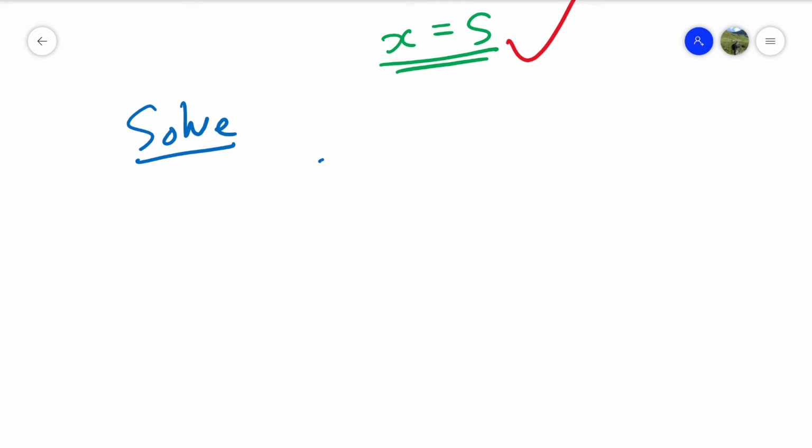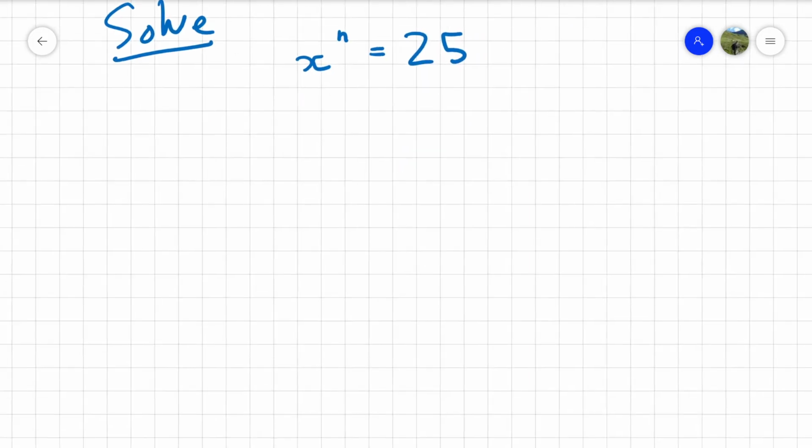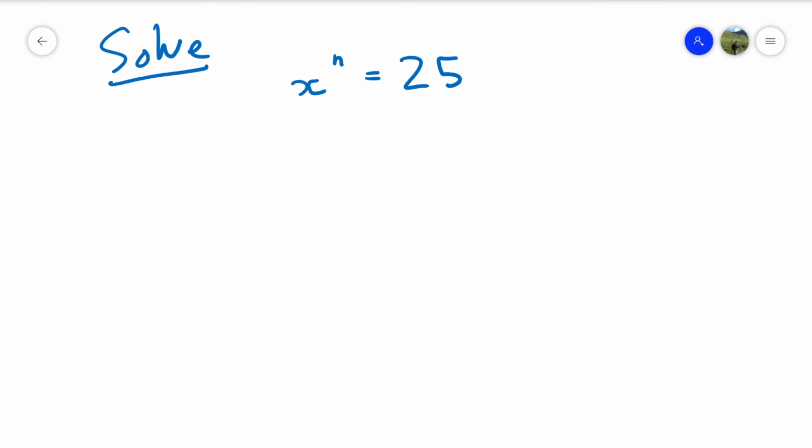Let's do this one next. I'm just going to write this neatly, I just want to make sure it's clear. That's x to the power n equals 25. Have a go in your own time. The answer is not possible because there's two unknowns. There's an x and there's an n.